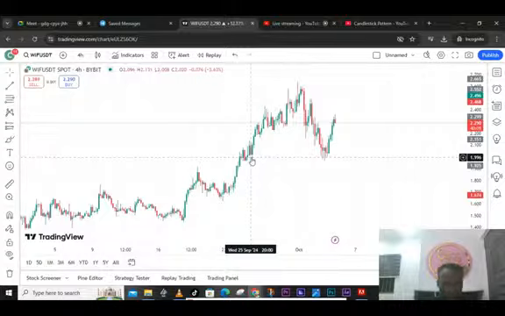A valid uptrend trend line must happen two or more times. Rule number five for the downtrend: a valid downtrend trend line must happen two or more times.